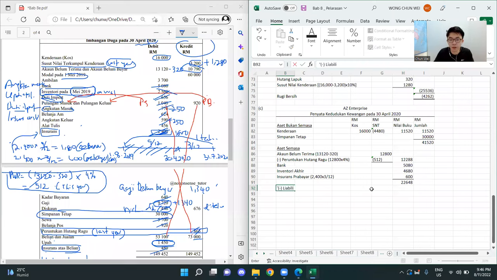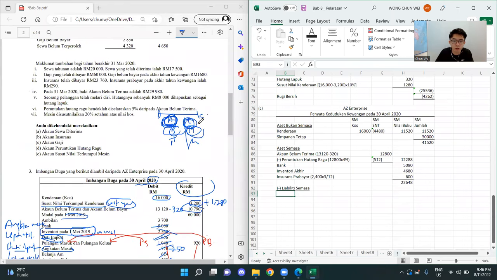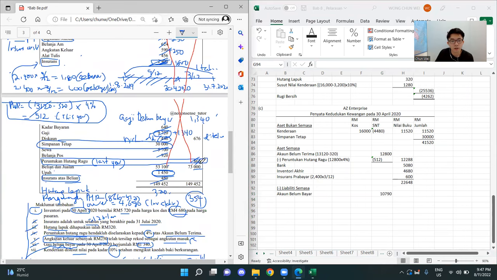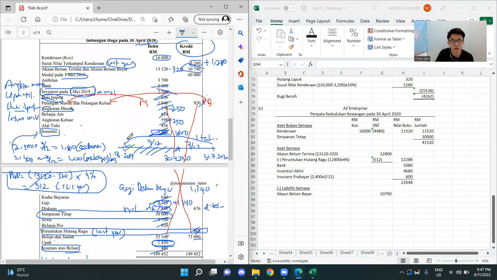Lepas, you straight away minus from your liability semasa. This is the format. All right. So your liability semasa, what do you have? You go to your credit side because L is on the credit side. So SNT, no. SNT already recorded here. Your account belum bayar. How much? 10,790. After that, 60,000 and more down, no. This one, no. Recorded in Perdagangan. That's all. But then when we look outside again, what else is a liability semasa?